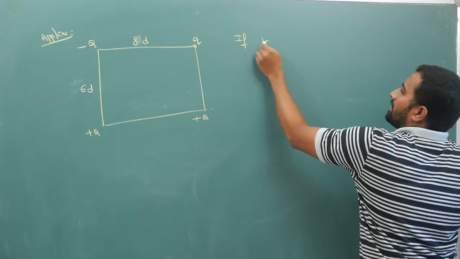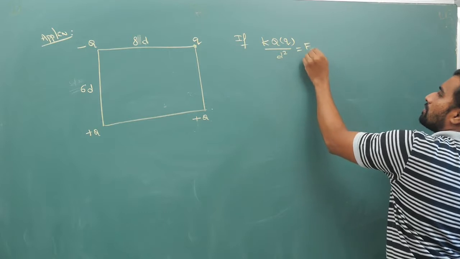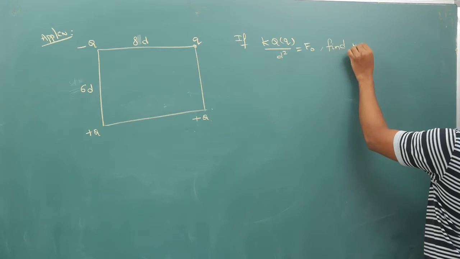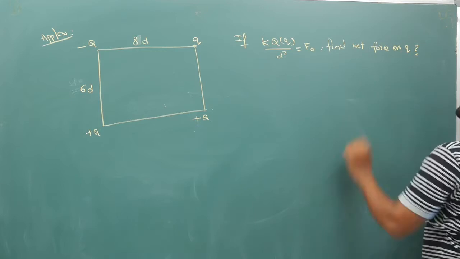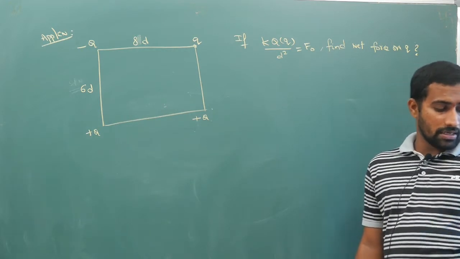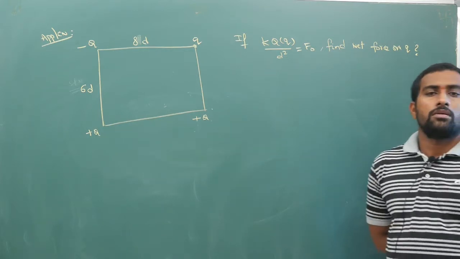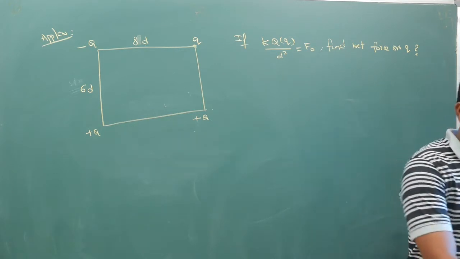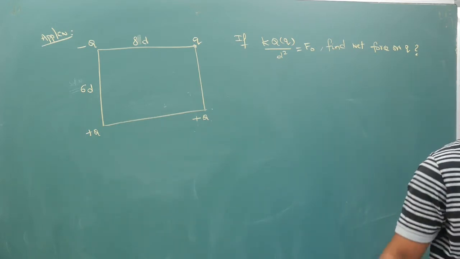If k times capital Q into small q by d square is equal to F naught, find the net force on small q. That is your question. Okay, so come on, try it. Draw the figure separately and then try the answer. Pause the video clip at this point itself, try it and then do it.